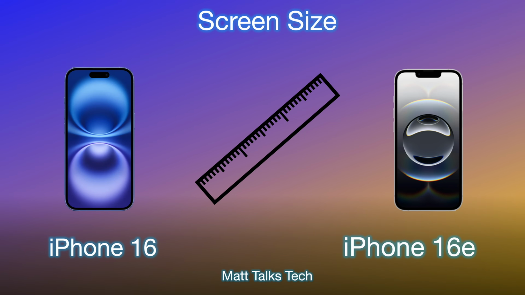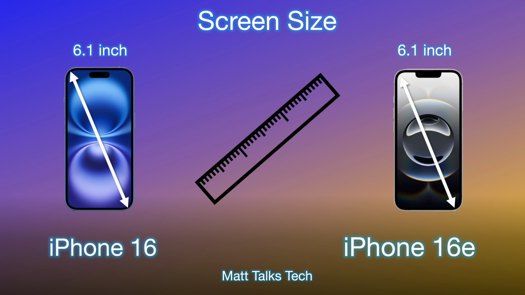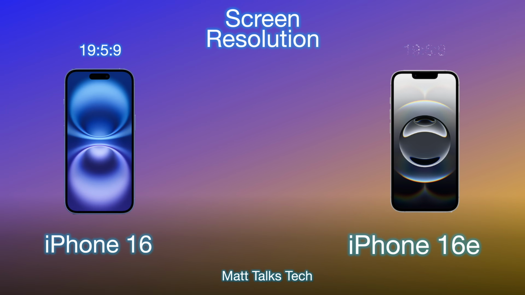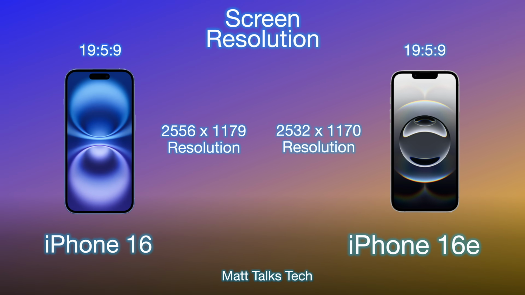But moving over to the actual screen size, they're identical in both of them. So the iPhone 16 has a 6.1-inch display, and so does the 16e. And the actual size of the phones is around about the same in dimensions, there or thereabouts. But what this means for the actual screen resolutions is that we do have slightly different changes here. We have with the iPhone 16 a resolution of 2556 by 1179, whereas the iPhone 16e has a 2532 by 1170.